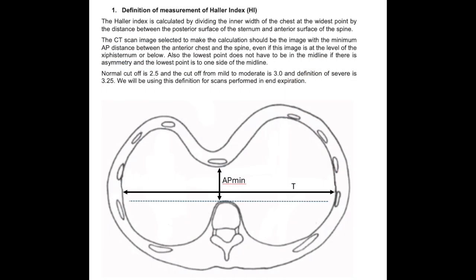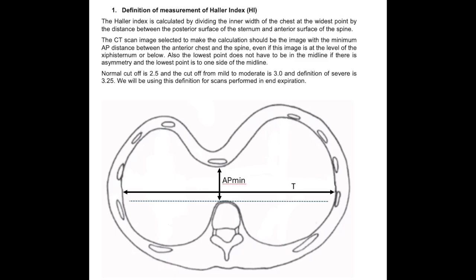The one most familiar to us all is, of course, the Haller index. You need the largest internal transverse diameter, T, on this picture, and it should be a totally horizontal line when you collect it. And then AP min is the smallest distance you can find when scrolling up and down.